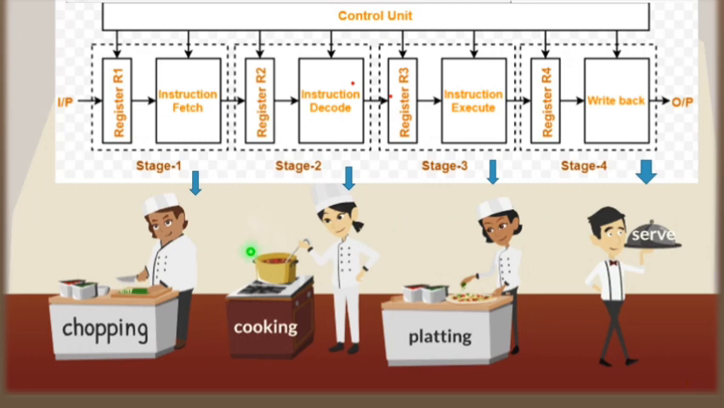This image depicts a control unit with 4 stages labeled Stage 1, Stage 2, Stage 3, and Stage 4. Each stage represents a step in the instruction processing cycle: fetch, decode, execute, and write back. The control unit is responsible for coordinating and managing the execution of instructions in a computer's central processing unit. It controls the flow of data and instructions within the CPU, ensuring that each instruction is processed.